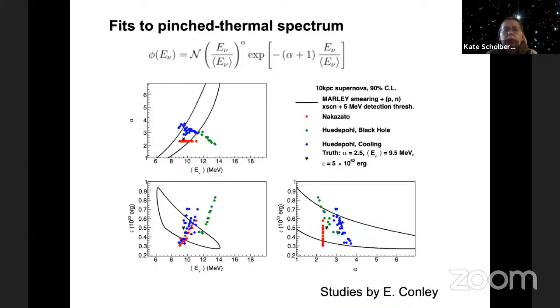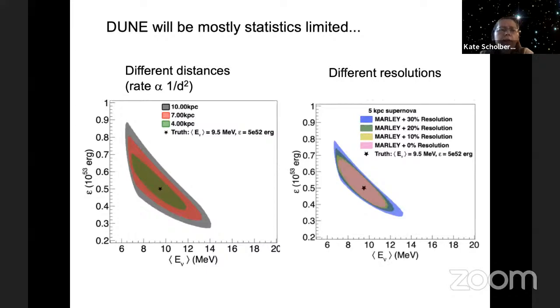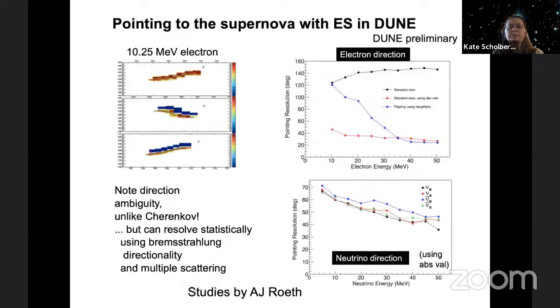And this is really just one aspect. How does it change if we have a more nearby supernova? You get more statistics, and so you can do a better job. Here's an example of this parameter space where you can see if you have a nearby supernova, you get better statistics and you have a smaller region. If you have a different detector resolution, it turns out that's not a huge effect, but you do better if you can improve the resolution of your detector.